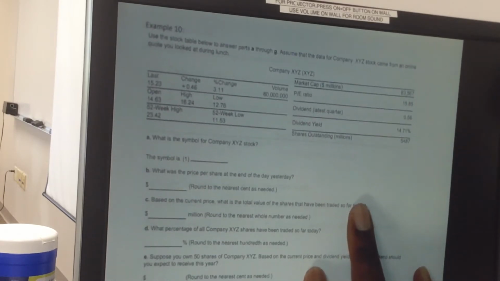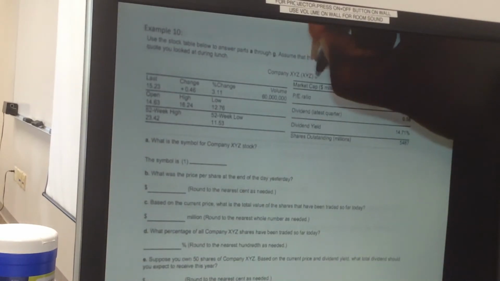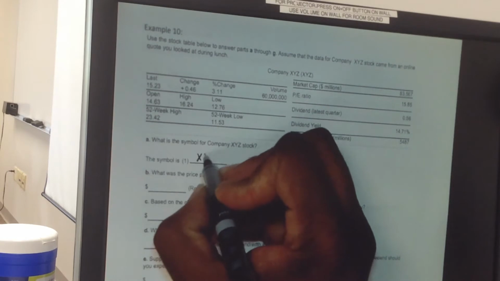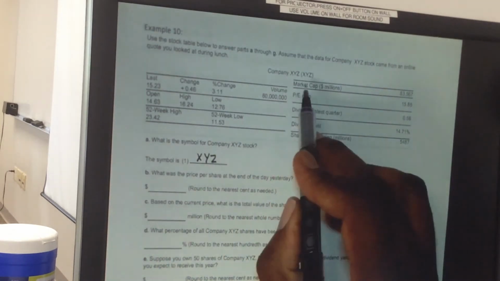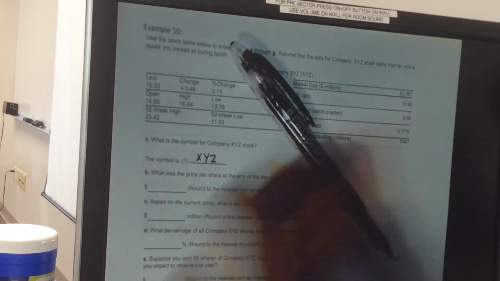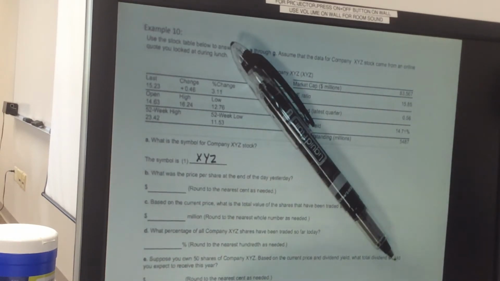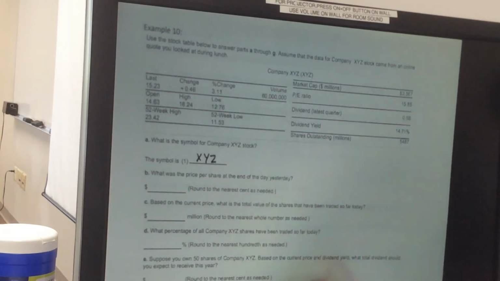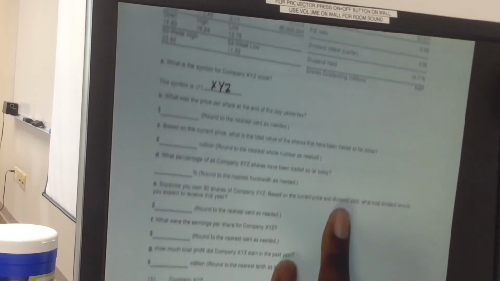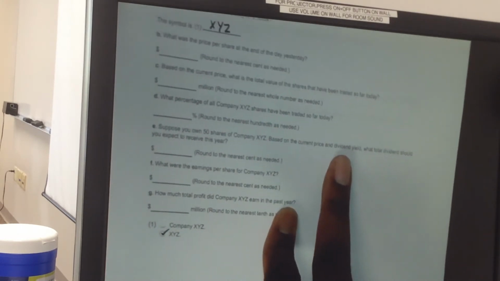In part A, what is the symbol for company XYZ stock? The symbol is the part right here in parentheses. It's just XYZ. They give that to you in parentheses here. And in this case, they give you a drop-down menu to choose which one, so we're going to choose XYZ down here at the bottom. There it is.